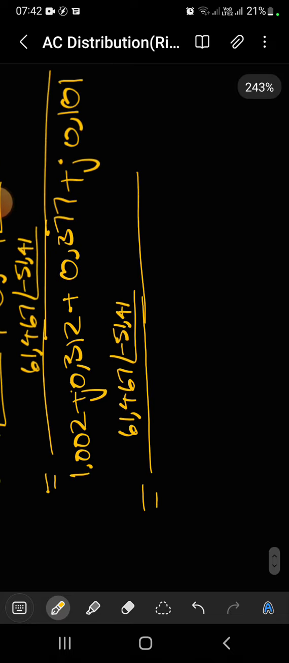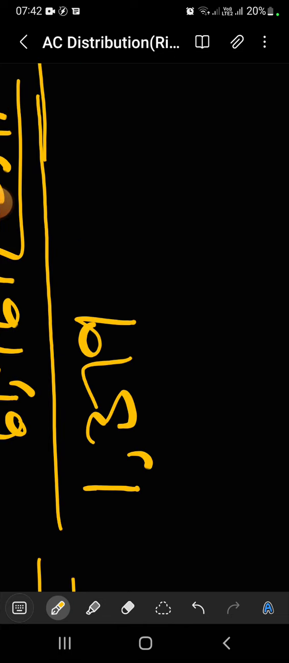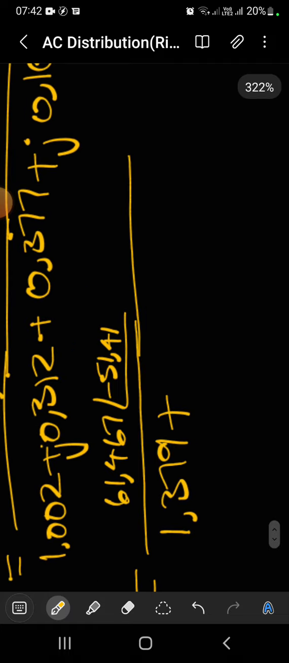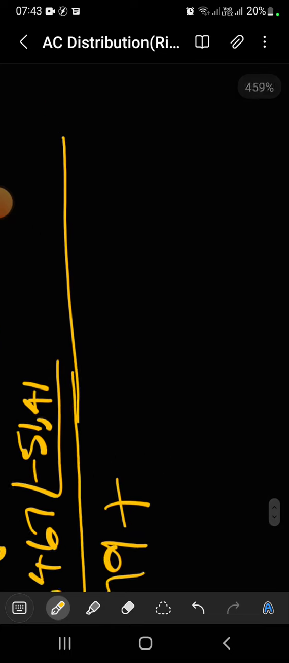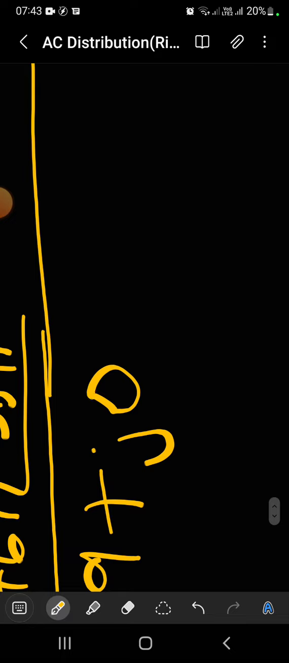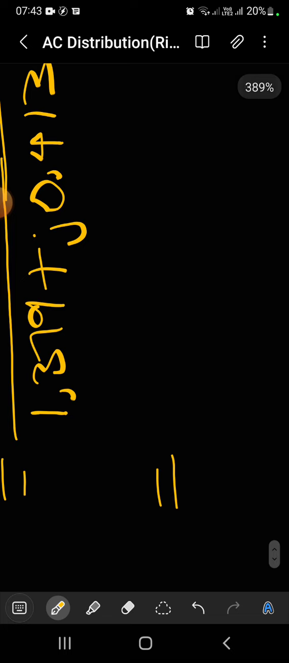So adding 1,002 with 0,377, we have the real part as 1,379. And then plus, now go for the imaginary, plus 0,101. You have your j as 0,413, right? Remember, your voltage is still as it is. Paste.